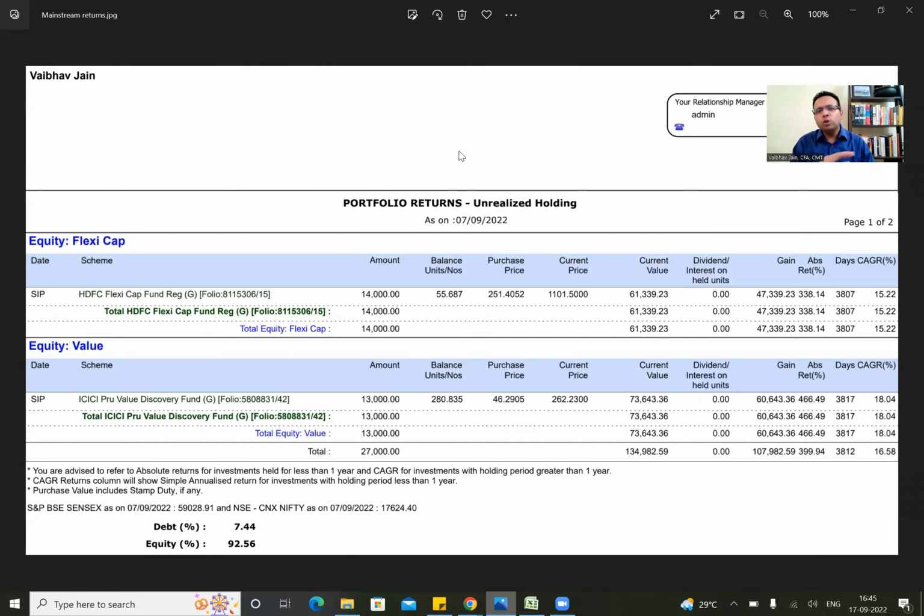Okay, 15.22 is a good percentage because in a large cap kind of fund, we believe that 10 to 12% is great. But I have not invested it over an 11-year cycle period. That is also one thing which you need to remember.